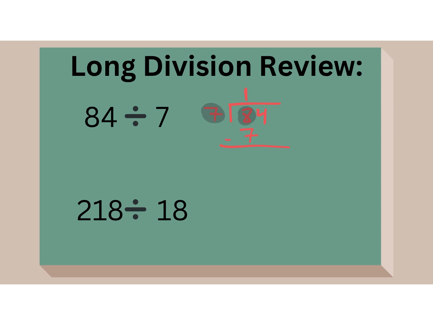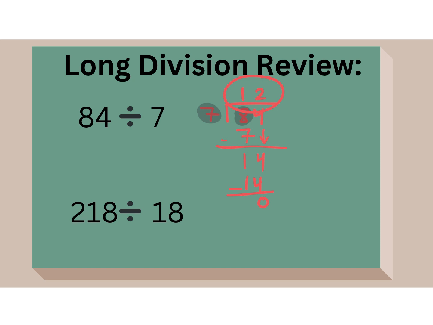Okay, then we're going to subtract. So I have 8 minus 7, which is 1. And remember, you got to bring down that 4. Repeat the process. So what times 7 gets to 14? It's 2. 2 times 7 is 14. We subtract, so we're going to have a remainder of 0. So what is 84 divided by 7? It is 12.